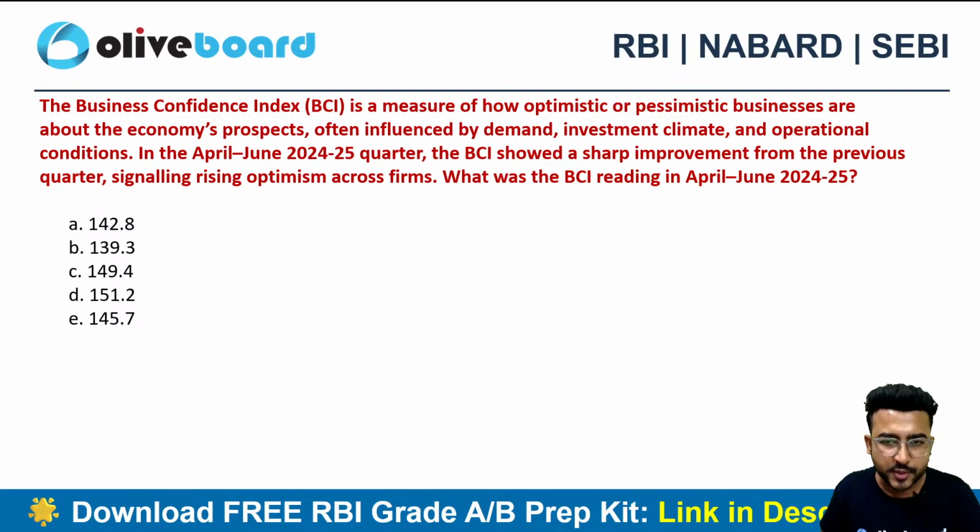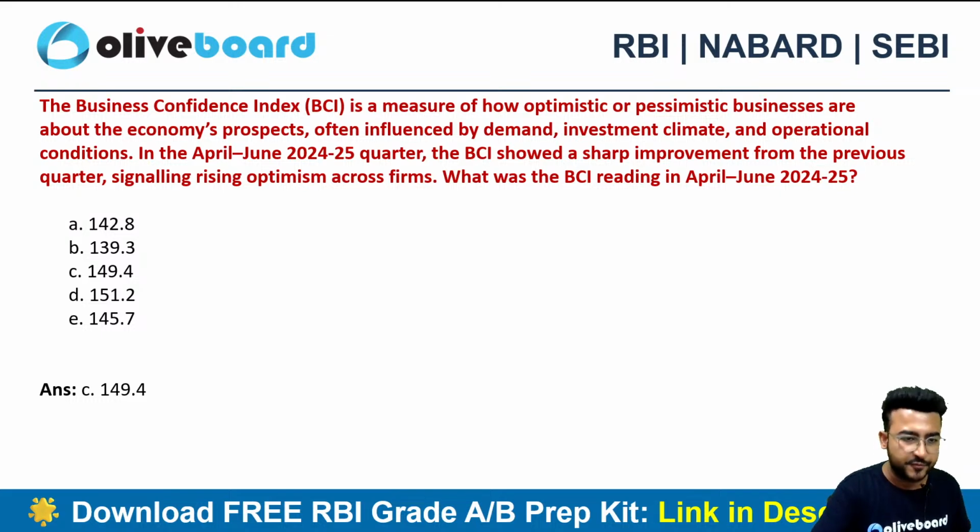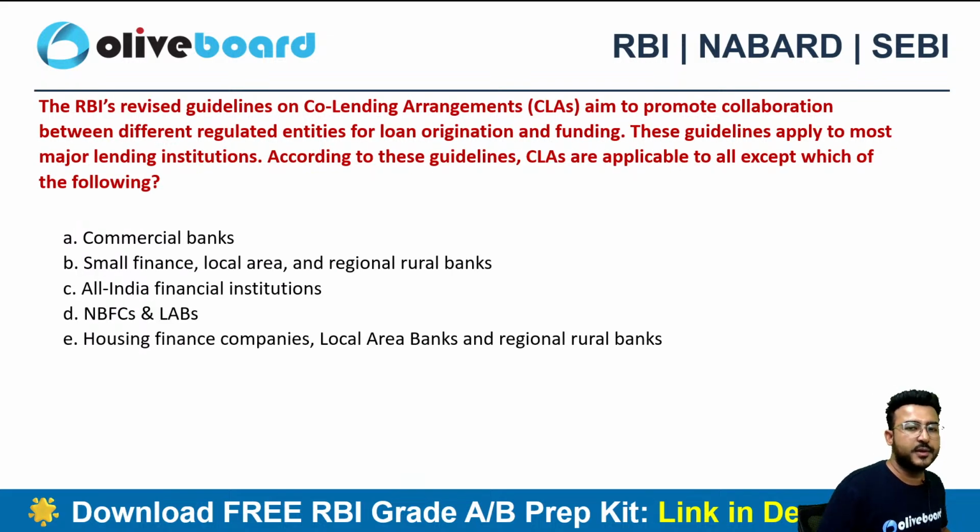Okay. Next one, BCI reading, Business Confidence Index reading of April to June quarter, first quarter of 2025. It was released in August month. The data was released in August month. 149.4. Okay, 149.4.